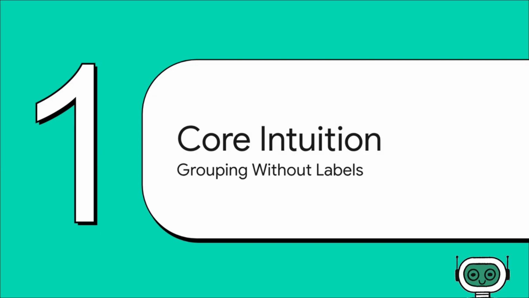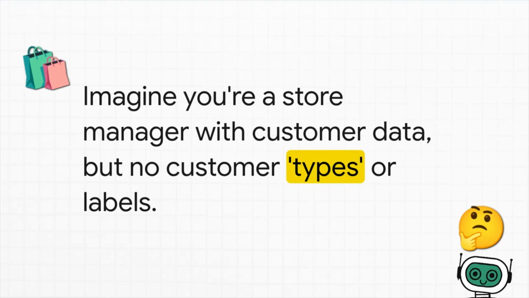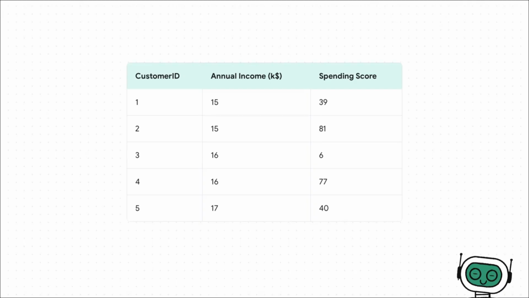Okay, to really get a feel for k-means, let's forget all the technical terms for a moment and start with a simple analogy. Let's say you're a store manager. You've got data on all your customers, but you don't have any ready-made labels like budget shopper or luxury buyer. All you have are the raw numbers. So for every customer, you might know just two things: their annual income and some kind of spending score. What you really want is to find the natural segments in that data.